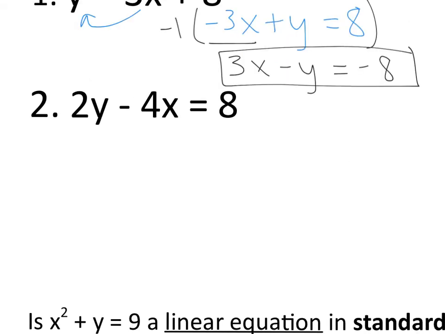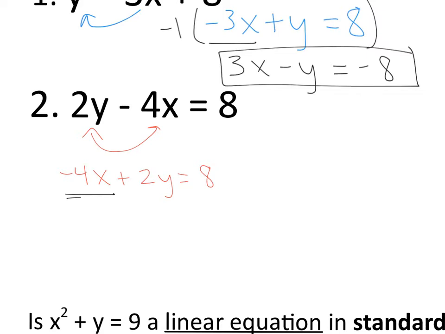Now let's look at number 2. 2y minus 4x equals 8. Well, first, I know I have to flip-flop x and y, so -4x plus 2y equals 8. Now, I see that my first term, -4x, is negative, so I know I will have to get rid of that negative. But I also see that within 4, 2, and 8, I can divide by a common factor. I can divide by 2.